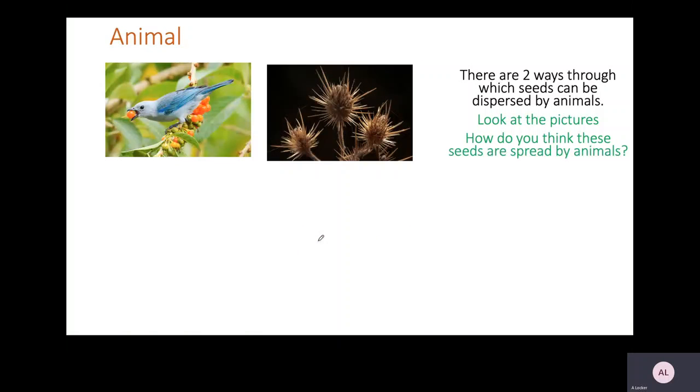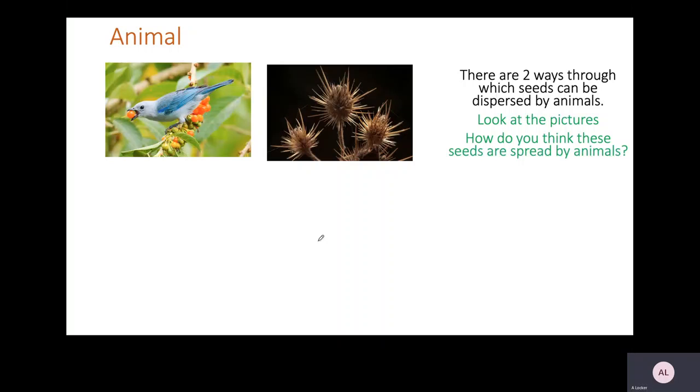Okay, so first thing then, let's look at animal seed dispersal in a little bit more detail. So there are 2 ways through which seeds can be dispersed by animals. So look at the pictures. How do you think these seeds are spread by animals? There's 2 different ways. All right, so have a think about it, pause it. Right, let's go through them then.